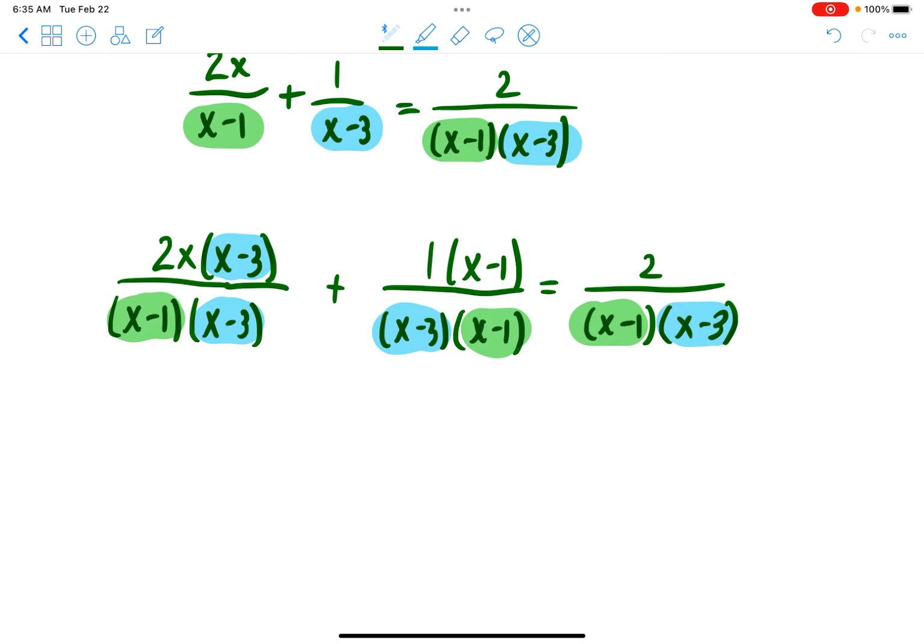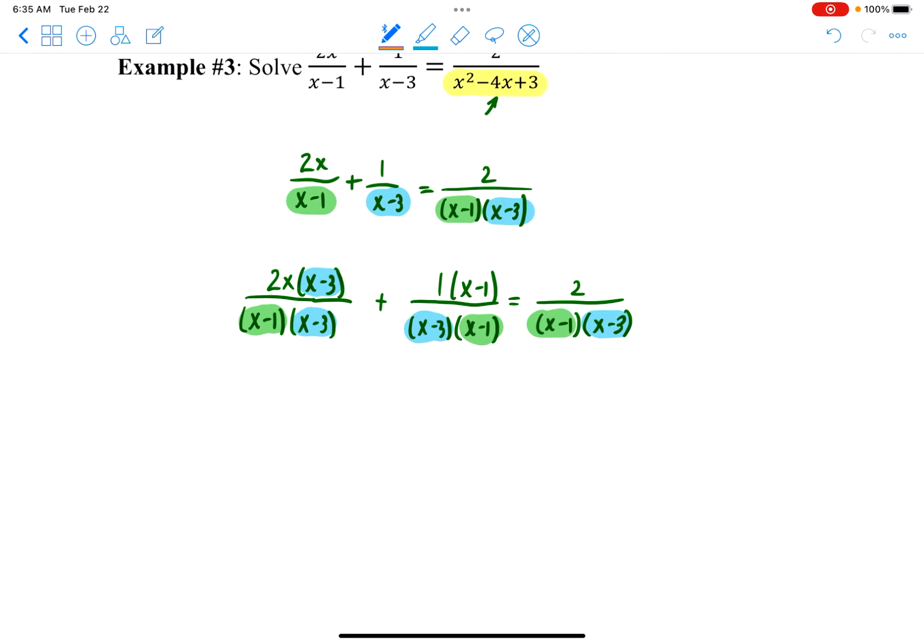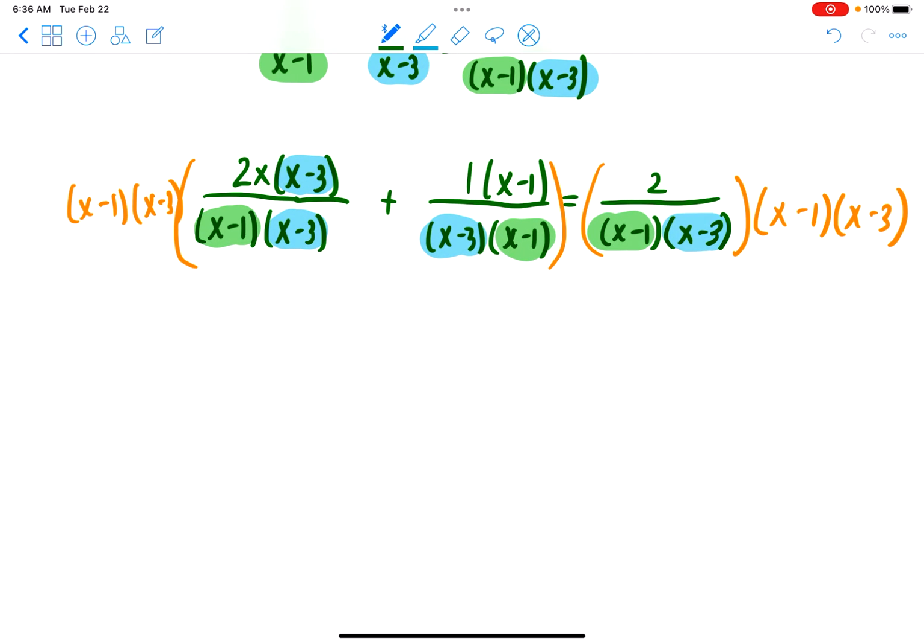Again, you don't really need to write this out if you don't want to. You can just make the denominator disappear, but on this side, we're going to multiply by x minus 1 and x minus 3, and that's just going to knock out the x minus 1 and the x minus 3 on the bottoms. Okay, so what we have then is literally just the yellow top part here. That's all we've got. So we have 2x times x minus 3 plus 1 times x minus 1 is equal to 2.